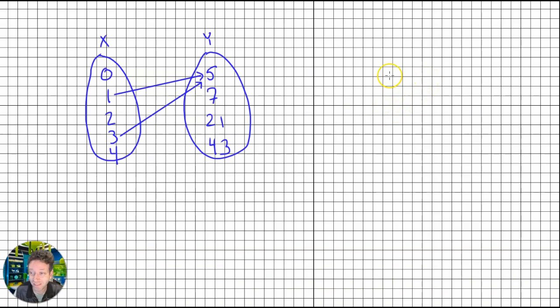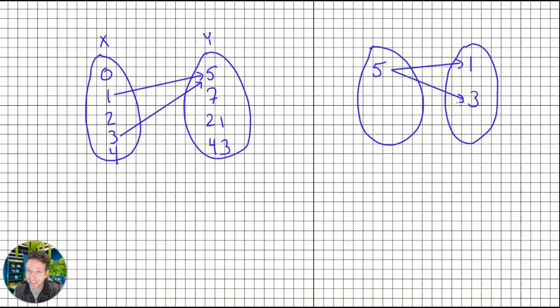If we were to find the inverse, all we do is draw those arrows backwards, essentially. So 5 is going to give us both 1 and 3, meaning it's giving us two outputs. So this is not a function. So not all inverses of functions are functions themselves.